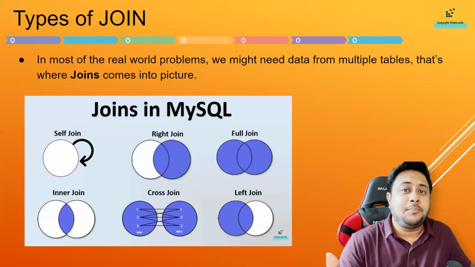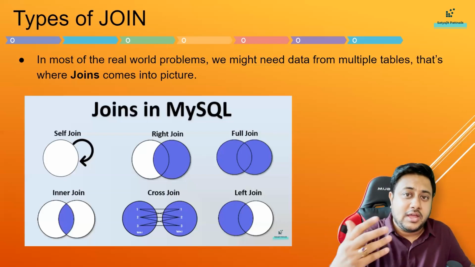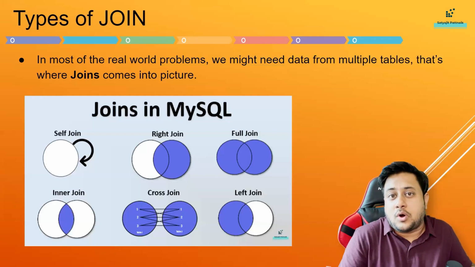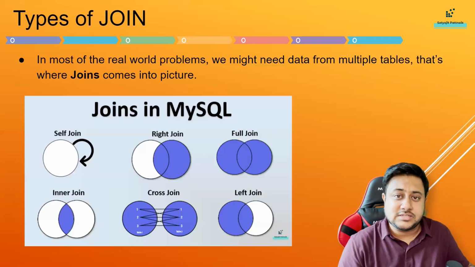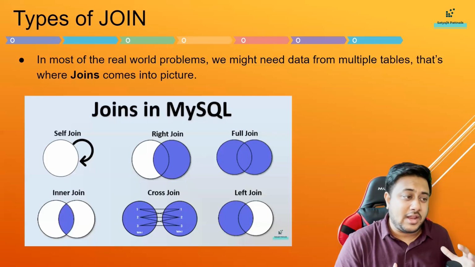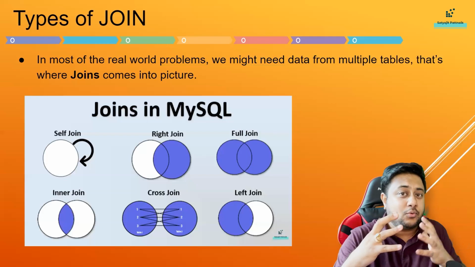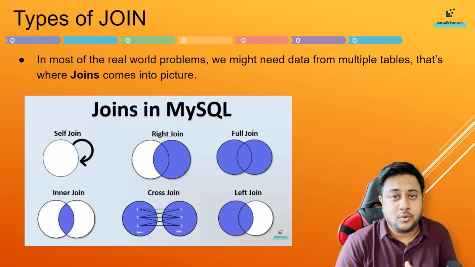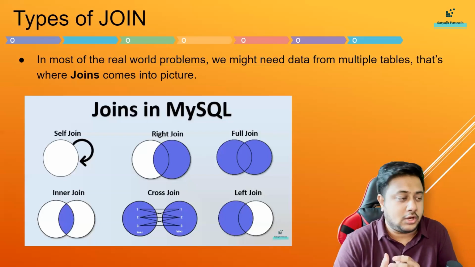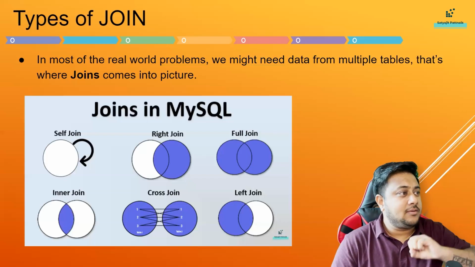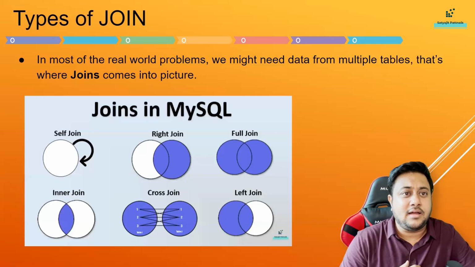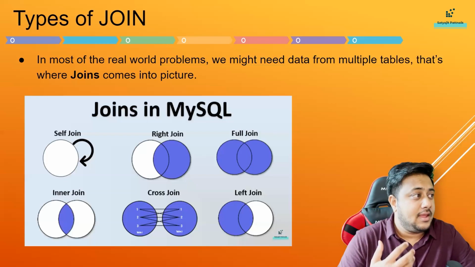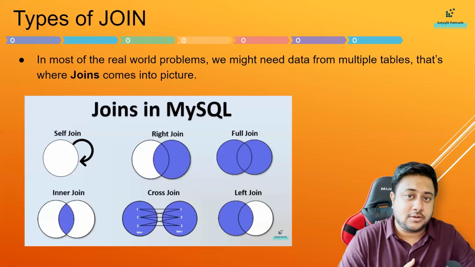There are multiple types of join. Again, it all depends upon your scenarios, in which scenario you want to do what. As time progresses, you will automatically understand in which scenario you are going to use right join, full join, inner join or left join. In most real world problems, we might need data from multiple tables. That's where joins come into the picture.